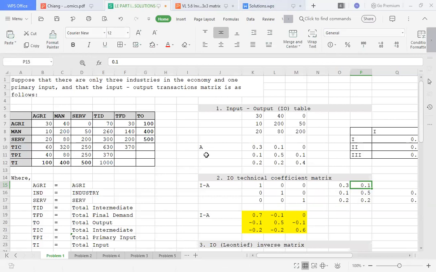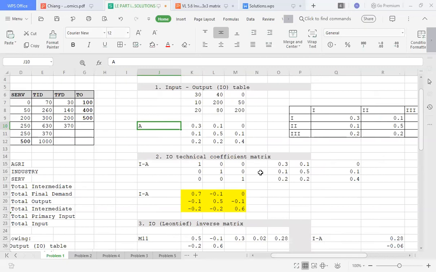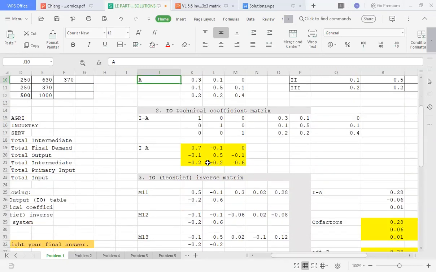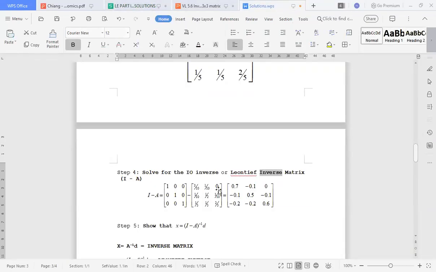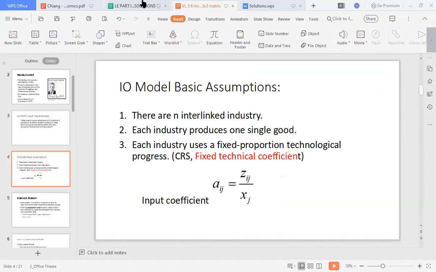so let me just go through that one. Okay. So let me explain some parts here. The first thing we do is we build an IO table. Again, we're done with this one. These are just the coefficients in decimal format. The next thing we did was we get the IO technical coefficient. So the IO technical coefficient, these are this.